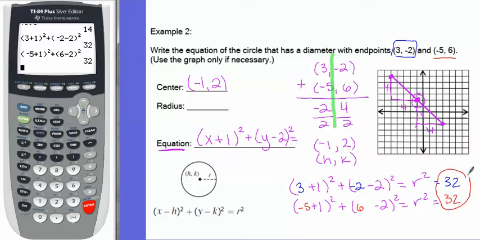These two match, so I'm just showing you that it doesn't really matter which two points I pick, which xy coordinate I pick, I get the same answer. And this is going to equal 32. Now if I want to know the radius, r squared is 32, so I'm just going to take the square root of 32. I can simplify that if I need to, but I'm not. More than likely they're going to ask you for the equation. So let's move on to the next problem.